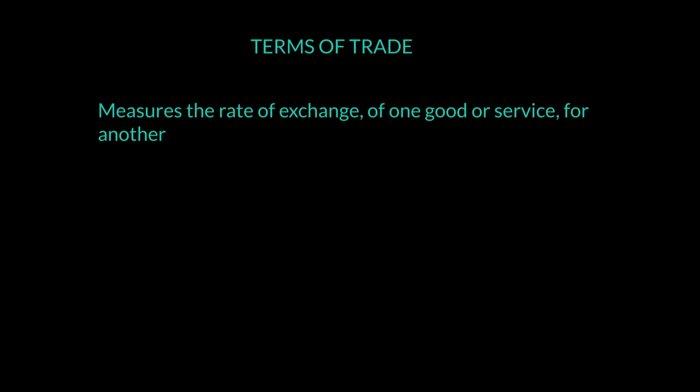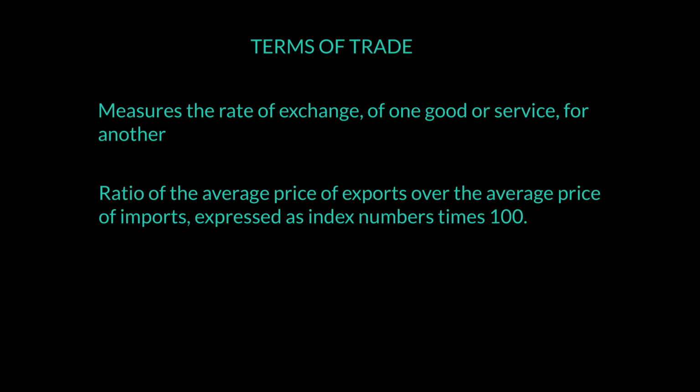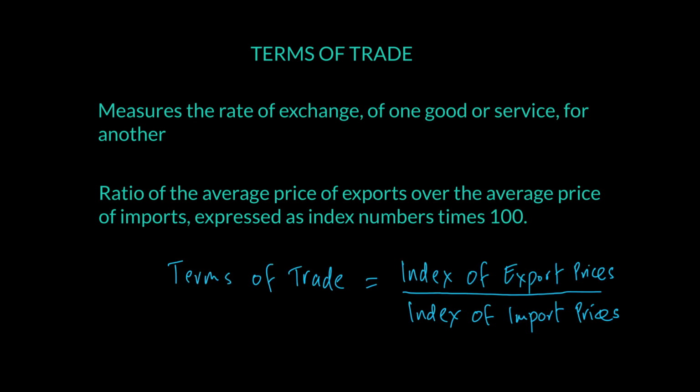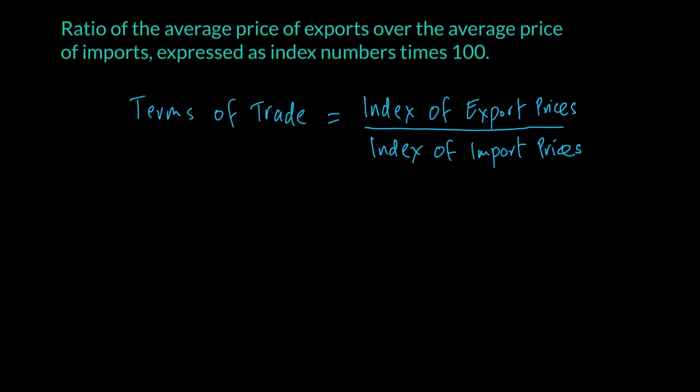Now, the formula for terms of trade is a ratio of the average prices of exports over the average price of imports, expressed as an index. So what we'd say is that our terms of trade is equal to the index of export prices over the index of import prices. Now, we've already formed indexes when we were doing, for example, the chapter on inflation.